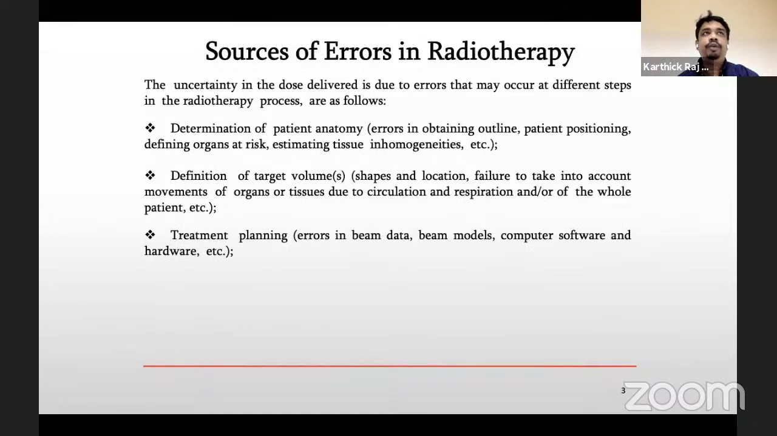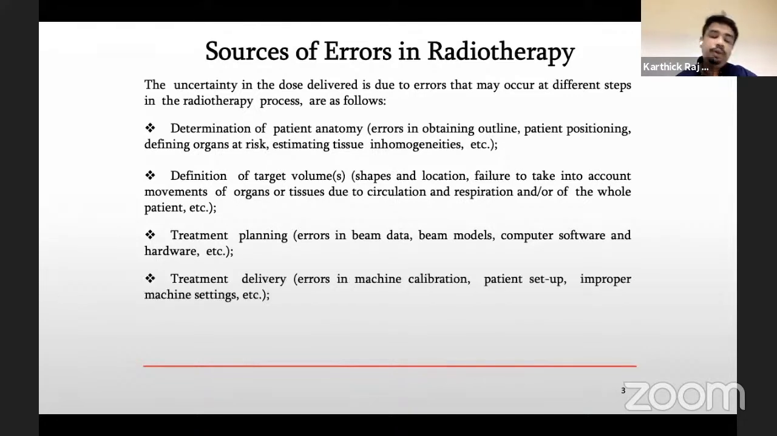Then there are treatment planning errors, when you don't do the modeling of the treatment planning system properly, or if there is a problem in your beam model, or a problem in your computer software or hardware. Everything can relate to an error in radiotherapy. The other area we are going to discuss is treatment delivery errors. We may have a miscalibration of the machine, or the patient was not set up properly, and there are a lot of other parameters which can go wrong during the radiotherapy process.